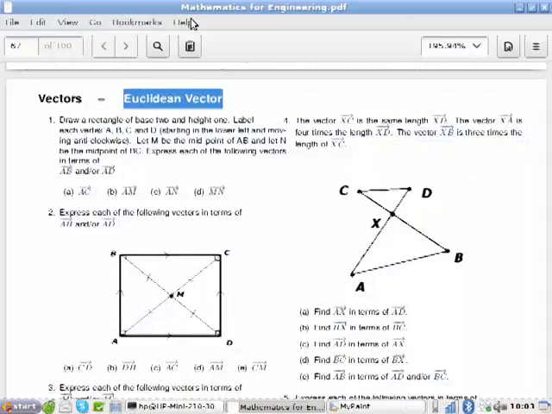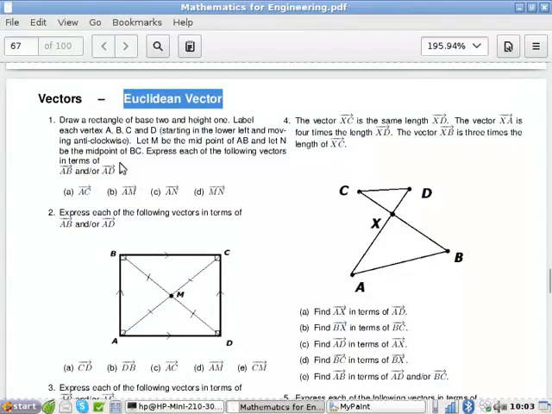Let's have a look at an example. So, we'll do number 1 together as practice. Draw a rectangle of base 2 and height 1. Okay, let's draw that first. So, height is 1 unit and the base is 2 units. So I'll just put little points here to show this is 1 unit, this is 1 unit, and so on.